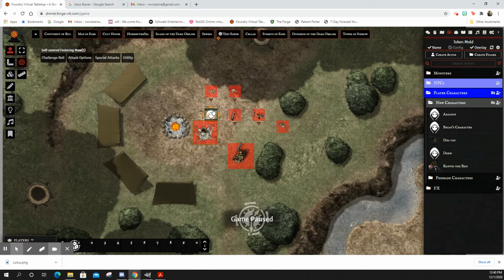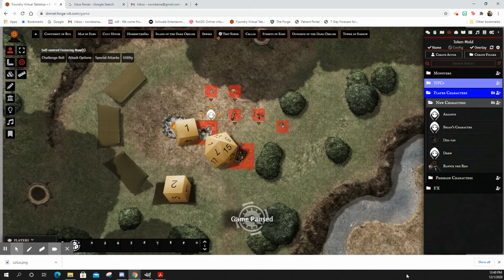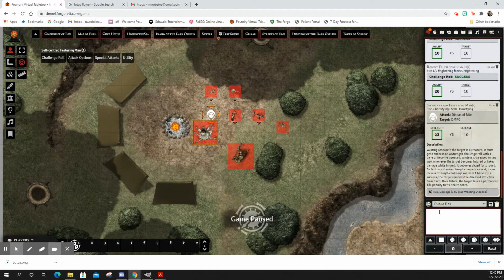automate the attack roll and give us a response as to whether or not that attack hits or if it misses. So I'm going to try to hit with the disease bite. And we roll that, and we can see that the roll is an 11. So if I have my chat box open here, you can see that it's a hit because the defense of the character that it is hitting is only a 10. So we got a 23 total, and it gives the information for the attack here.